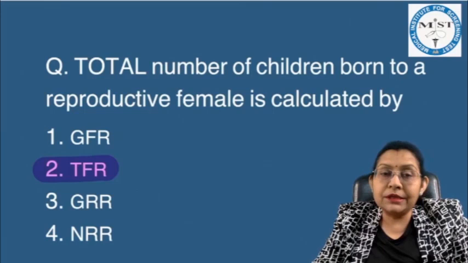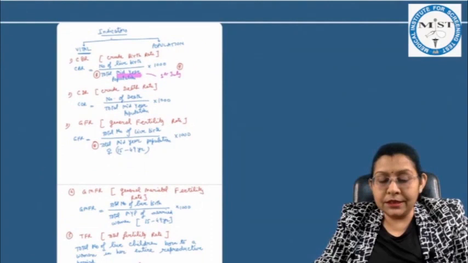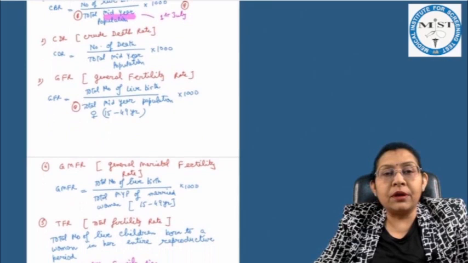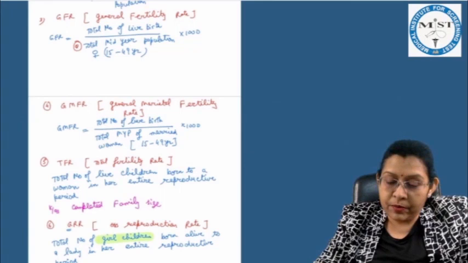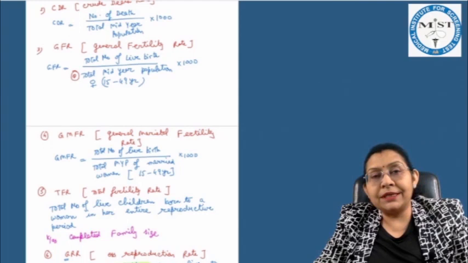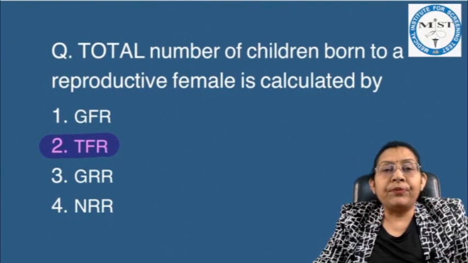And this we had already again discussed as the various vital indicators of the demography as crude birth rate, crude death rate, general fertility rate, general marital fertility rate, total fertility rate, gross reproduction rate, and net reproduction rate. And there are few population indicators also, which we had also discussed as sex ratio, dependency ratio, population density, and literacy rate. So here the correct answer to this question is the total fertility rate.